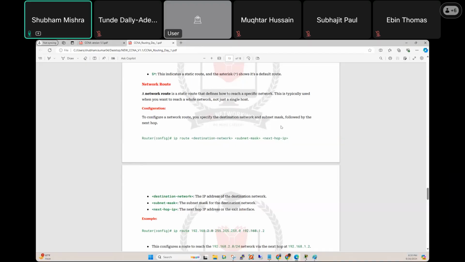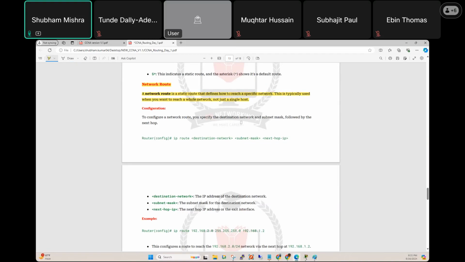So today we are going to discuss, guys, the next route that is called the network route. Okay. So the first thing about the network route: a network route is a static route that defines how to reach a specific network. This is typically used when you want to reach the whole network, not just a single host. Try to understand the meaning of this line.